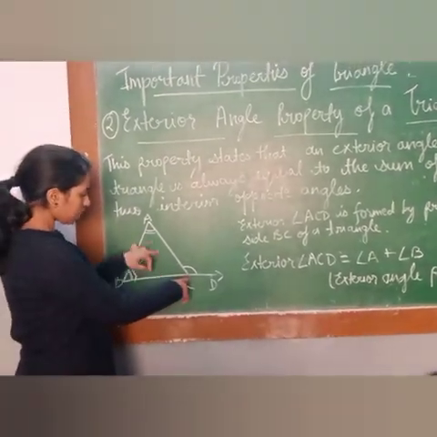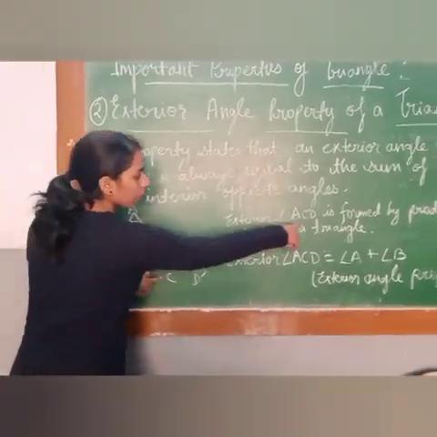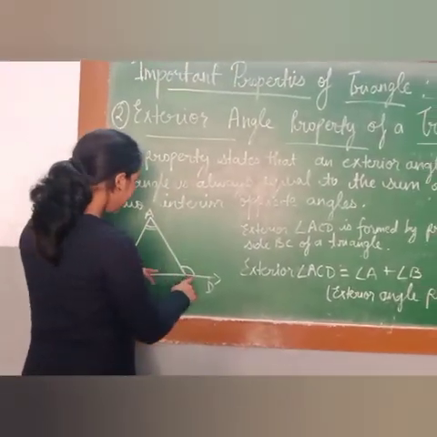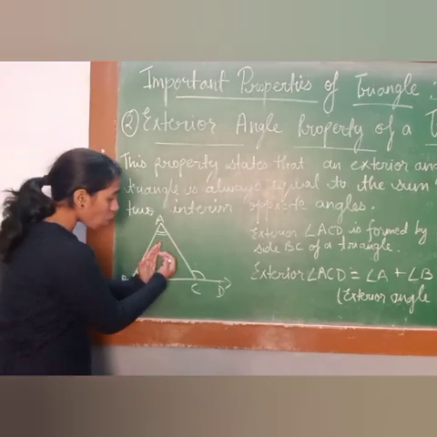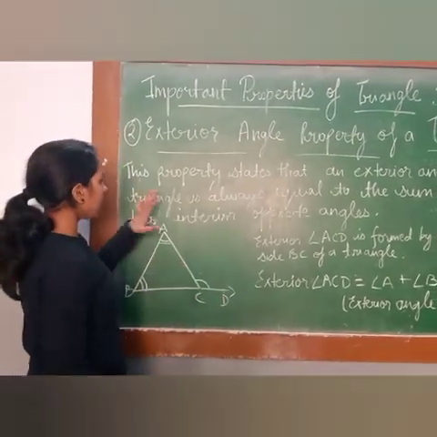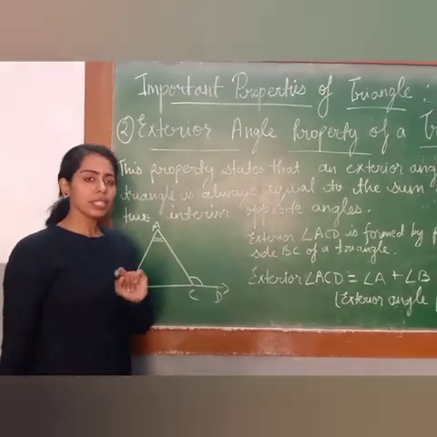This is point C, so we will write C in between, and points A and D will lie outside. So angle ACD is exterior because it is not inside the triangle. Getting my point? So angle ACD is an exterior angle. Now let's see what this property states.